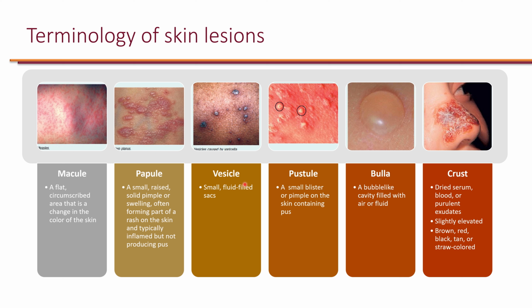A vesicle is a small fluid-filled sac, and a pustule is a small blister or pimple on the skin containing pus. So you can visibly see the pus here. And bulla, which some would call a blister, is a bubble-like cavity filled with air or fluid. And of course, crust is the dried serum, blood, or purulent exudate, which is typically the final phase of skin lesions.